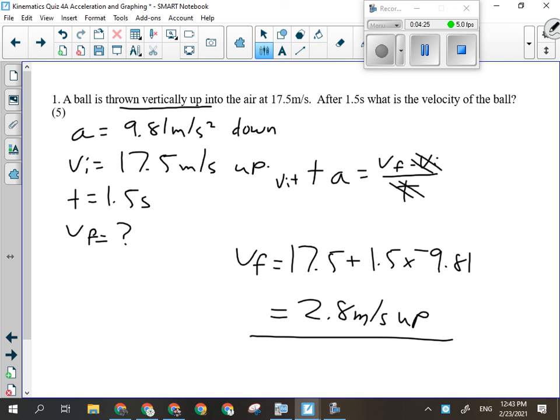We have to be picky. All right, if it had said how fast is the ball going, then I'd have been okay with not up, but it specifically says what is the velocity of the ball. It says I have to have a vector on it. Okay, questions on number 1? Okay.